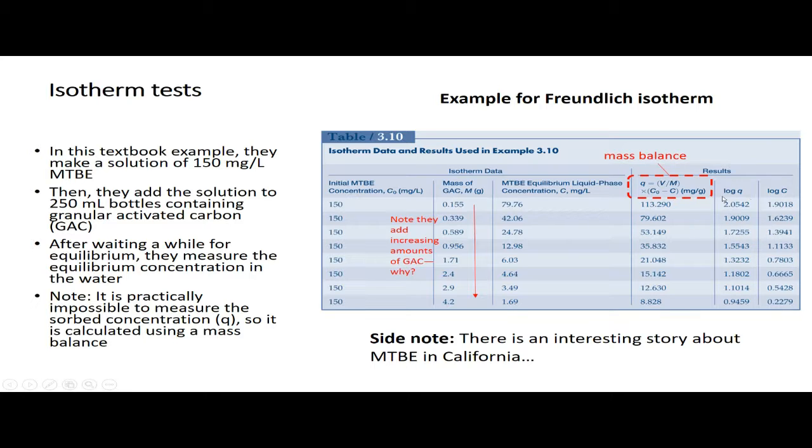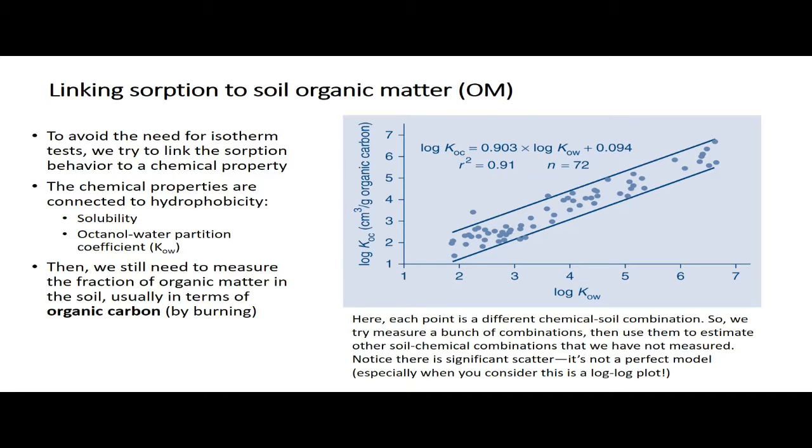In this last column, they just take the log of each one, because if you take the log of both sides of that Freundlich isotherm, you get a linearized equation. So you get this.